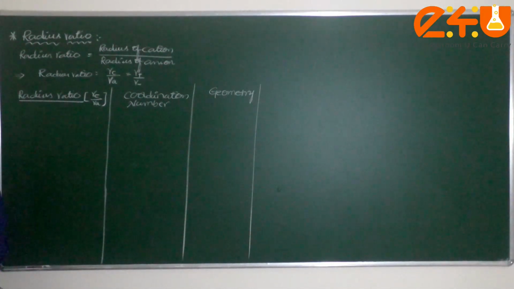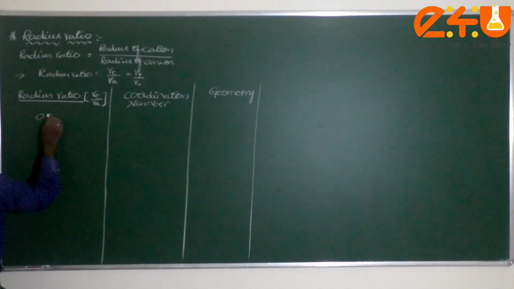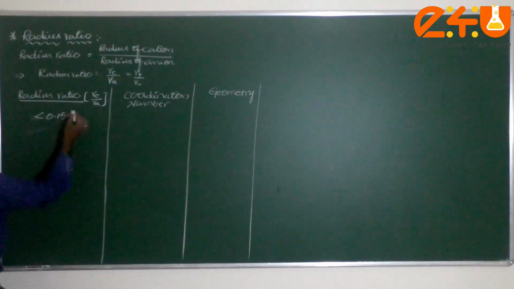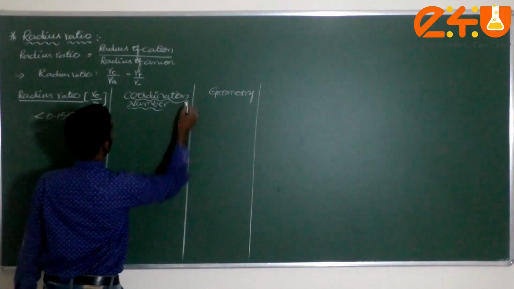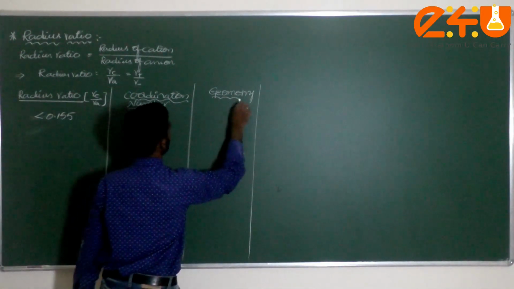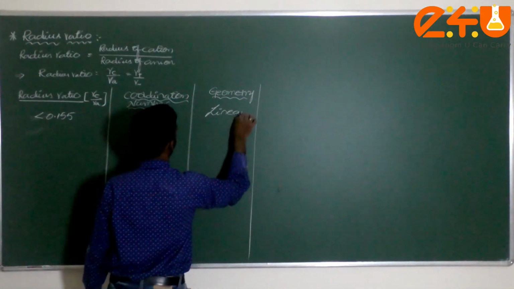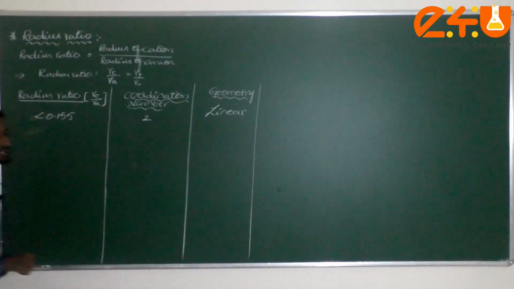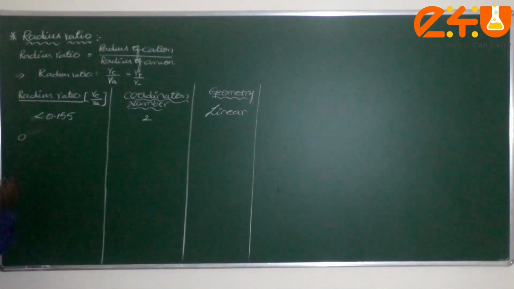If the radius ratio is less than 0.155, then the coordination number is generally equal to 2. Then what about the geometry? It is called linear. Linear, dear student.